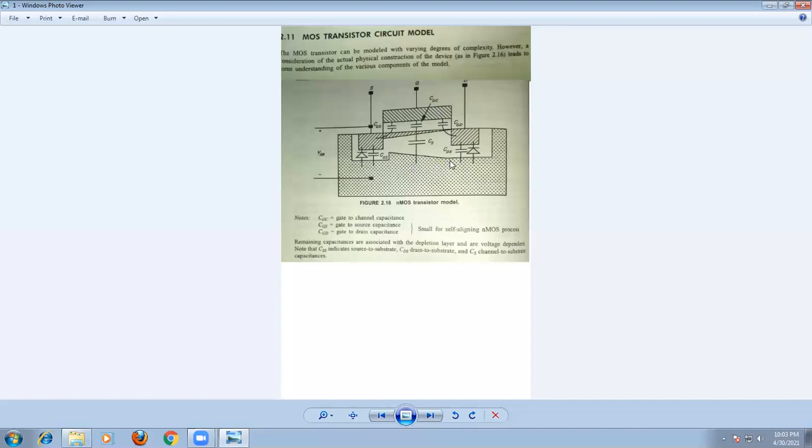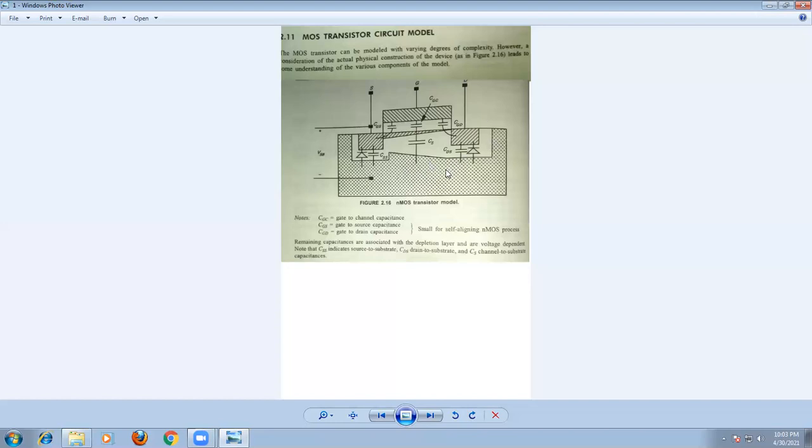Okay, these are the main important capacitances. Similarly, we have the drain to source capacitance, the drain to substrate capacitance, and the channel capacitance. There is the channel to substrate capacitance, which simply you can call the substrate capacitance. So those are the different capacitances and diodes that exist inside the transistor model. That is about a MOS transistor circuit model.